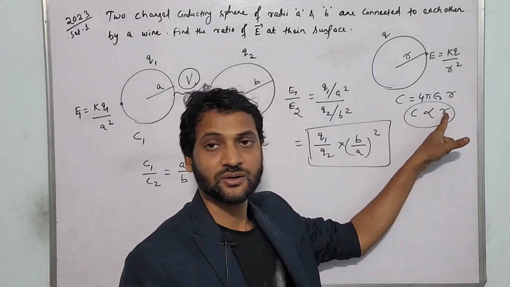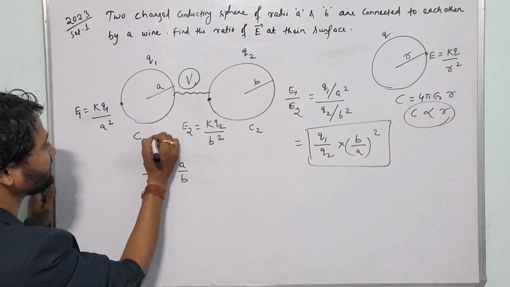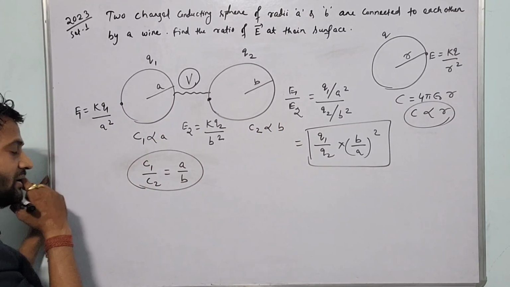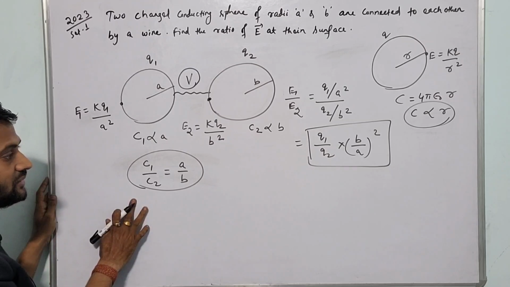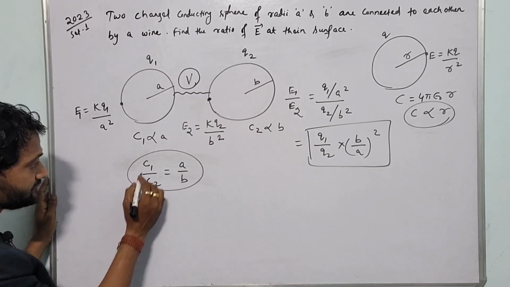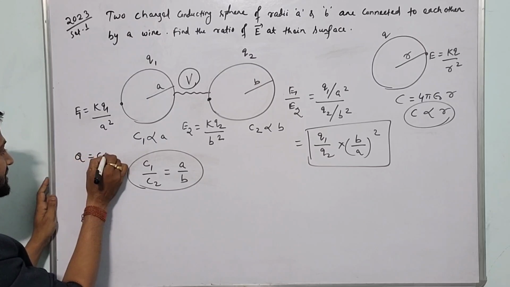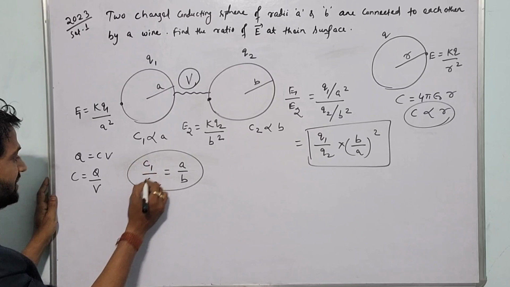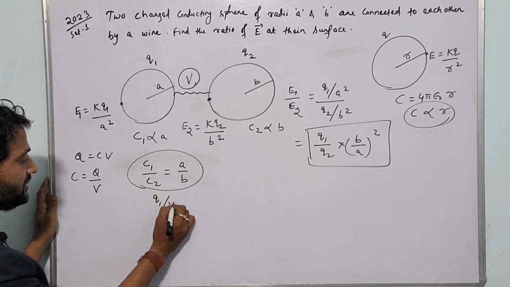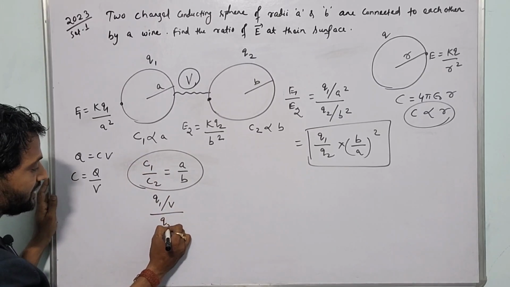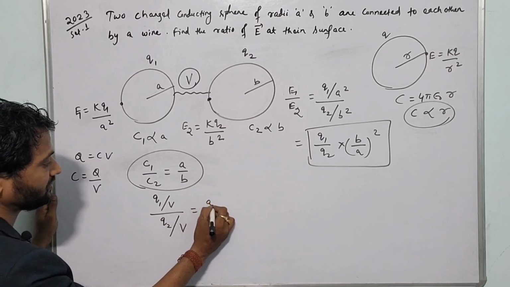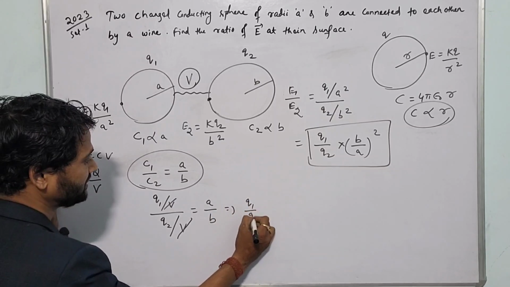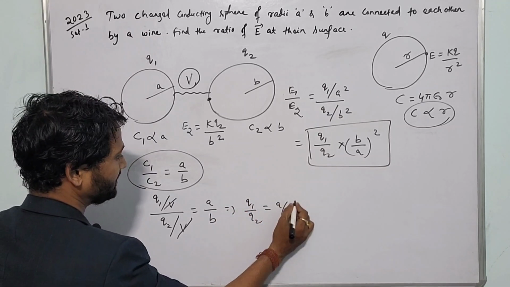Capacitance is directly proportional to radius, meaning C1 is proportional to A and C2 is proportional to B. So C1 by C2 will be A by B. Clear? Again, you know Q is equal to CV, so C is equal to Q by V. In place of C1 I can write Q1 by V, and in place of C2 I can write Q2 by V, which will be equal to A by B. V will cancel, so Q1 by Q2 you are getting is A by B.